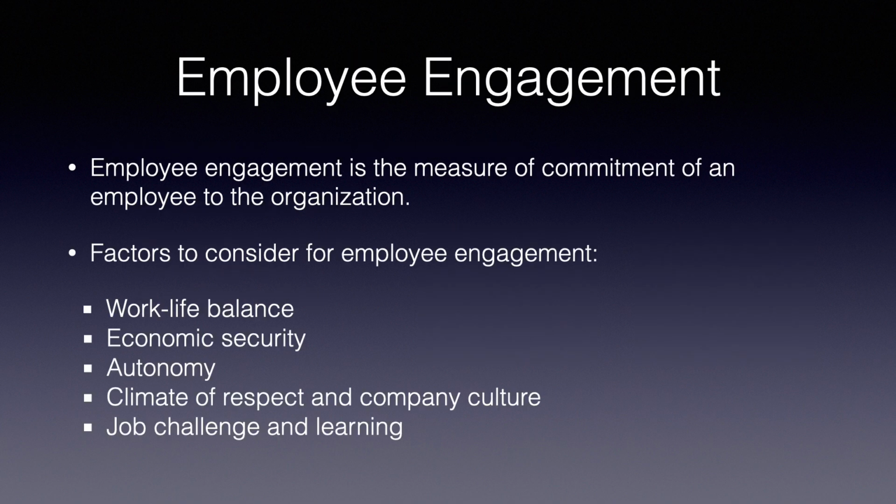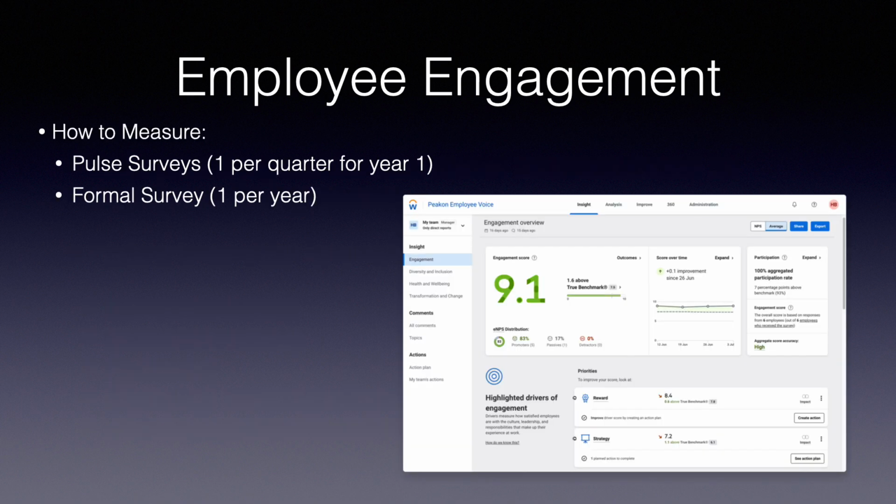Leading into employee engagement. So employee engagement is the measure of commitment of an employee to the organization. It means how satisfied they are with us, how likely are they to stay, and a lot of factors go into measuring that employee engagement. So we can look at work-life balance, economic security, autonomy, company culture, and the challenge of the job, and if there are opportunities for growth, and if they are developing. So how do we measure employee engagement? There are 2 ways that I recommend us measuring it.